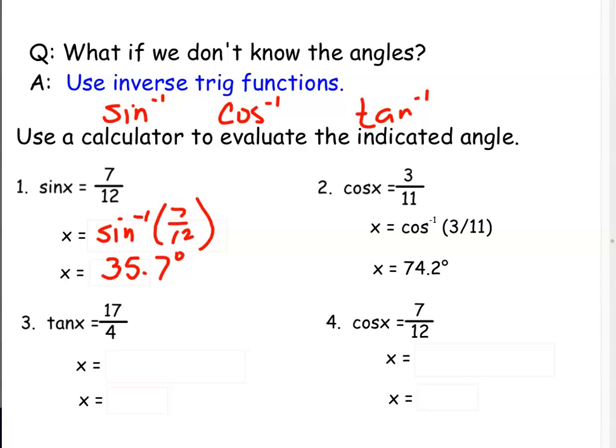All right, so if the tangent of x is 17/4, then x would be the inverse tan of 17/4. Should come out to be about 76.8 degrees. Okay, and the fourth one, cosine of x is 7/12, which means x is inverse cosine of 7/12, and that should be about 54.3 degrees. You okay with that? So if you're trying to find the angle measure, you're going to use an inverse trig function. If you're trying to find a side length, you're going to use regular trig functions.